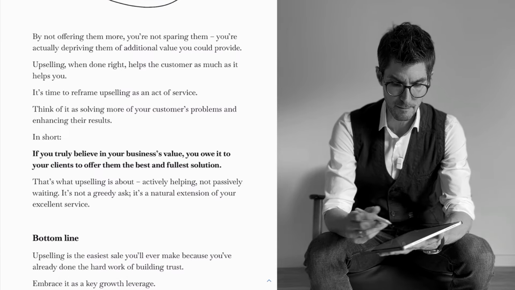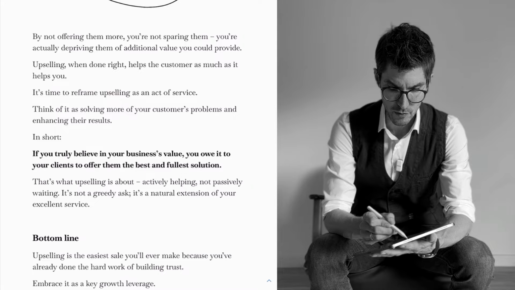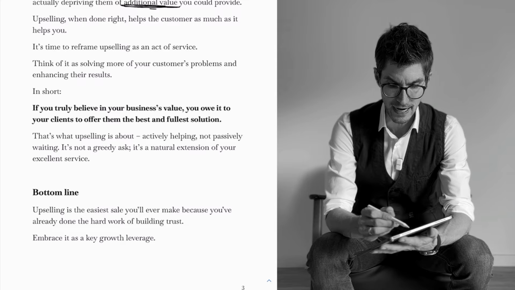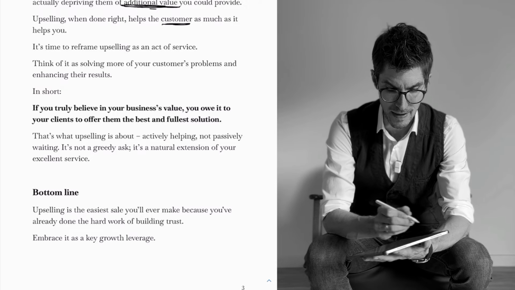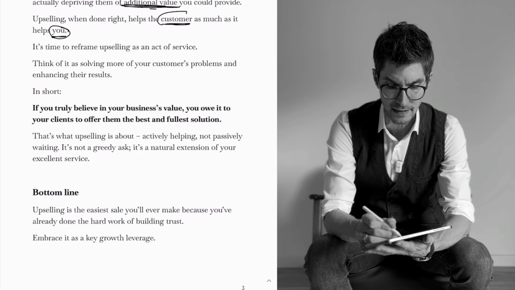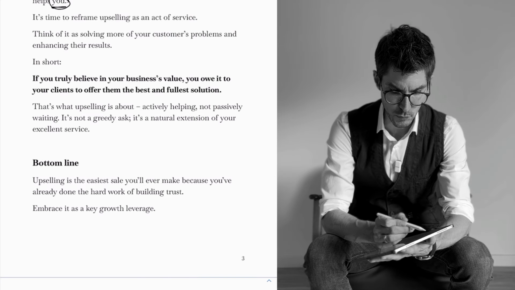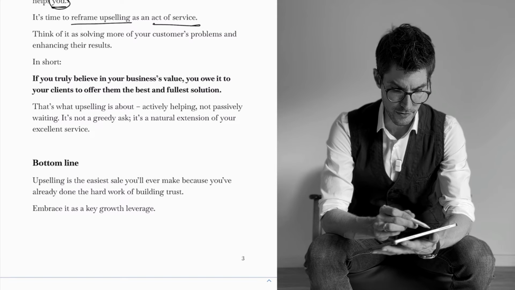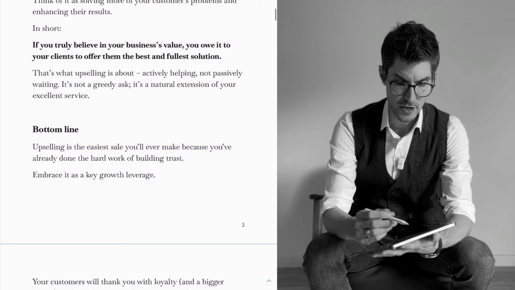By not offering them more, you're not sparing them, you're actually depriving them of additional value you could provide. So upselling, when it's done right, helps customers as much as it helps you. It helps the customer and it helps you. Both are needed for long-term business success. So it's time to reframe upselling as an act of service. Think of it as solving more of your customers' problems and enhancing their results.